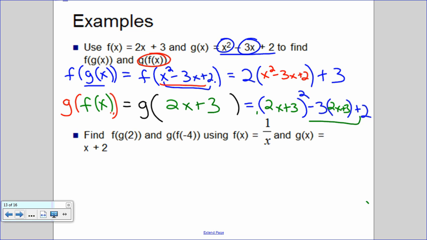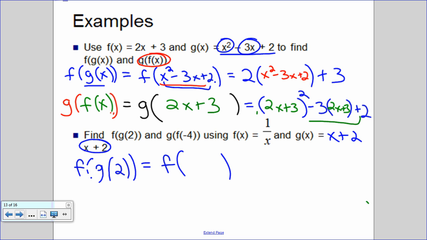The next example. Now we actually find numbers. So F of G of 2. That's going to be F of, well, when G goes into 2, G says take the input and add 2 to that number. So 2 plus 2 is 4. And then 4 goes into F, which says take that number and put it underneath 1. So the answer is 1/4.